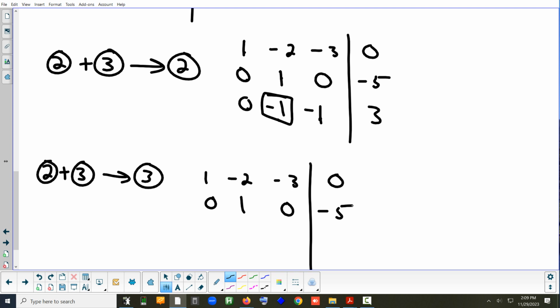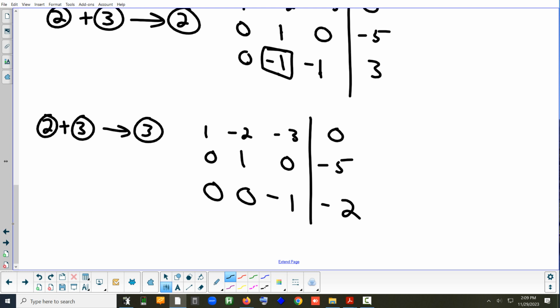0 plus 0 gives me 0. 1 plus negative 1 gives me 0. 0 plus negative 1 is negative 1. And negative 5 plus 3 is negative 2. Once we get 2 zeros here, like that, you're really done with the matrix. You don't have to get the 1 here. Because what does this last row say if you converted it back to something with letters? Negative z equals negative 2.